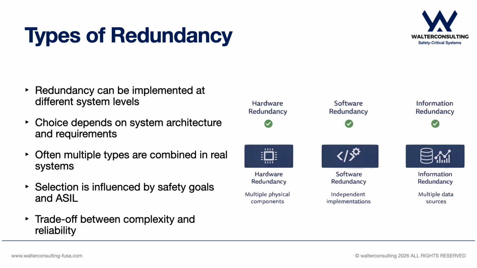Redundancy can be implemented in different ways. One common type is hardware redundancy. This means using multiple physical components to perform the same function. Another type is software redundancy. Here, the same function is implemented using independent software solutions. And finally, information redundancy. This involves using multiple data sources or signals. In practice, these types are often combined, depending on the system requirements.